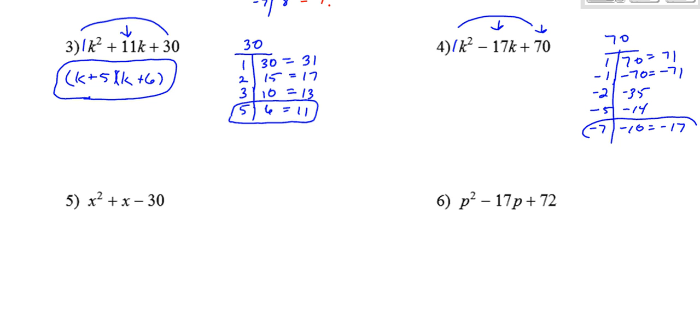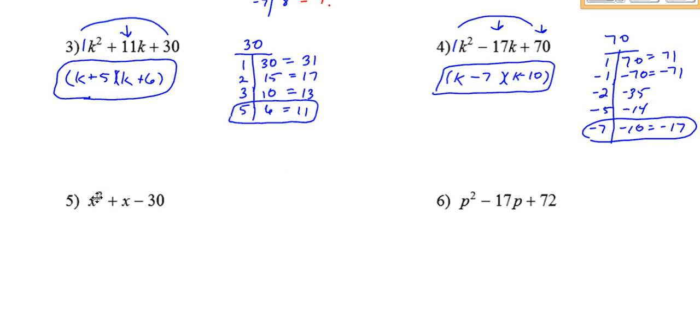Negative 7 and negative 10 combines to a negative 17. So I have two terms. I've got K here, and I've got a K here, and then I'm going to go ahead and write my minus 7 and my minus 10, because when I multiply negative 7 times negative 10, I get positive 70, but when I add negative 7 and negative 10, I get a negative 17.